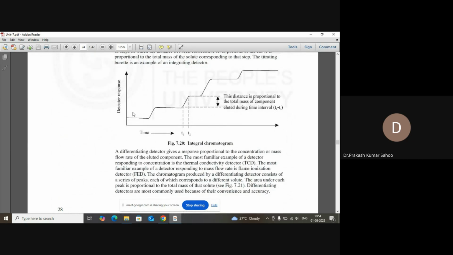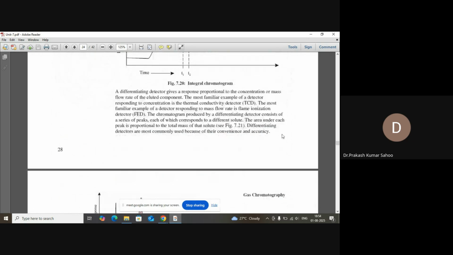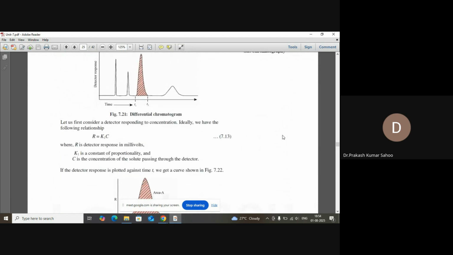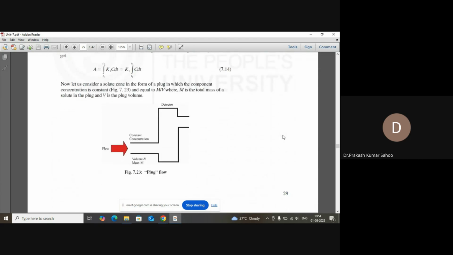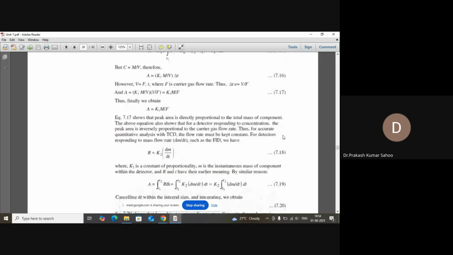This is the detector response versus the integral chromatogram, and these are some equations we have. Let's try to read out all these equations.